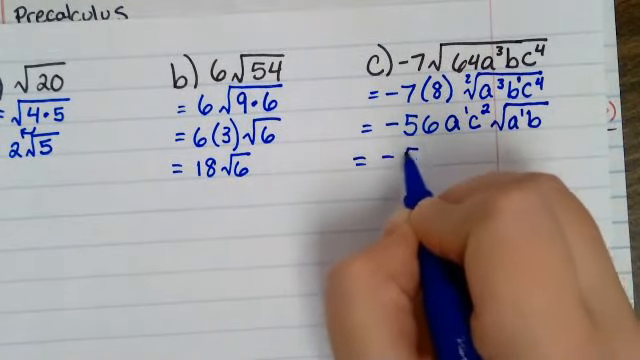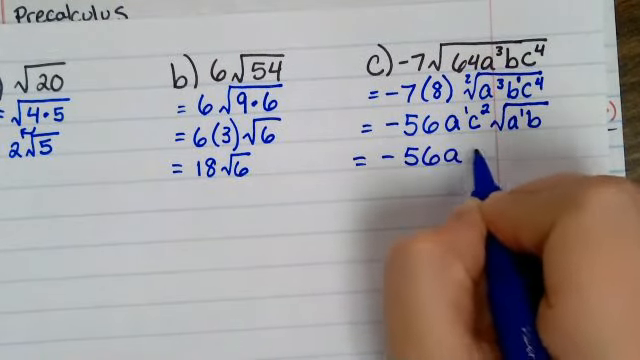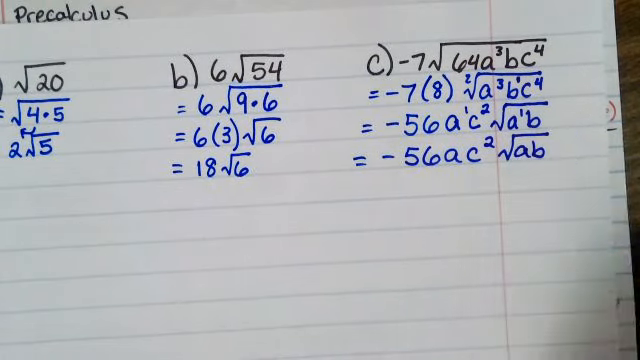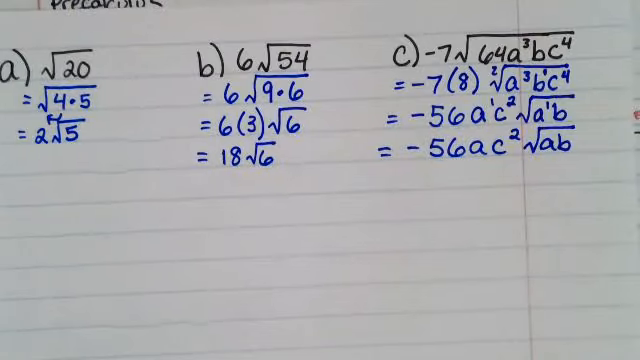I'm going to clean it a little bit because I do not like to write those exponents that are 1s. I feel like that's kind of messy. But otherwise, that's our answer. So simplifying radicals, that's what we got.